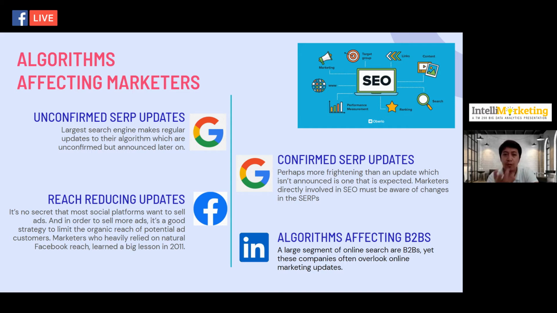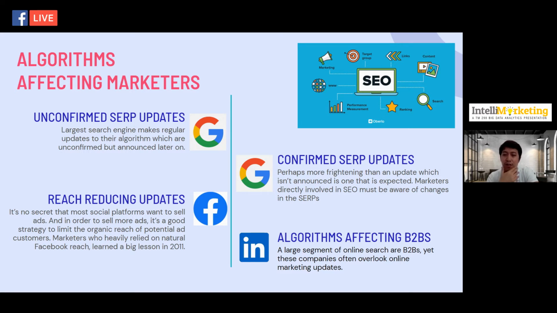For example, for Google, Google has a lot of updates recently. Some are unconfirmed and those are announced. And for marketers, it's actually more frightening, especially if the update is announced. We also need to consider, and this is a lesson learned, especially what happened in 2011, wherein a lot of marketers heavily relied on the nature of Facebook. Unfortunately, Facebook made an update wherein it reduces the reach for the respective market activities.